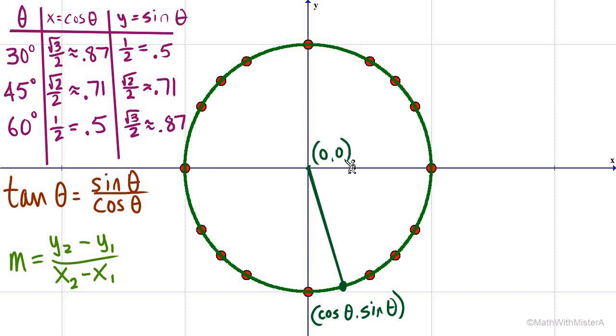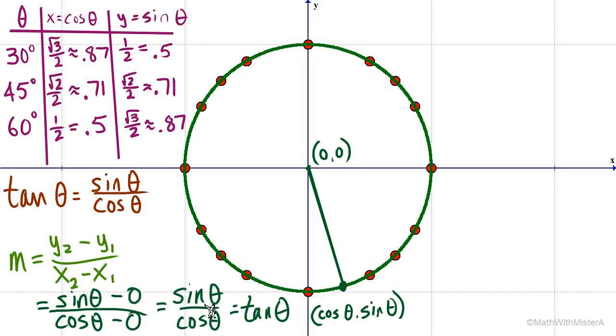I'll now think about a segment from the origin to this point, and at the origin we know that coordinate is 0, 0. If I choose to use the origin as my x1, y1, and cosine theta, sine theta as x2, y2, and put it into the slope formula to calculate the slope of this line, it becomes sine theta minus 0 over cosine theta minus 0, and that's sine over cosine, that's tangent. So we can think about tangent as the slope of the line that goes from the origin to the point on our circle that corresponds to some angle rotation.